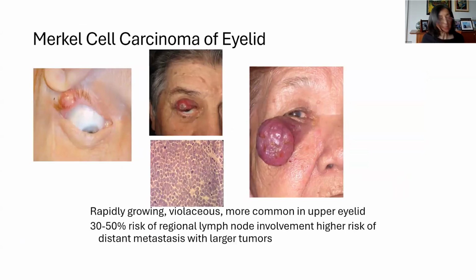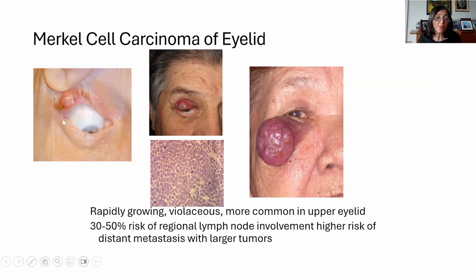We have just a few more minutes left, well, 10 minutes left. I'm going to cover some other entities that happen in the eyelid area. They may be less common, but important to at least know about. One of those is Merkel cell cancer. Merkel cell cancer, again, is a skin cancer, but it can happen in the eyelid area. It is a rapidly growing lesion.